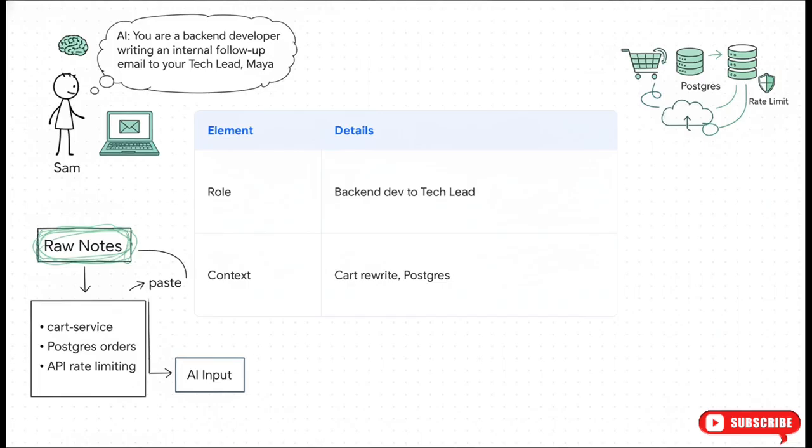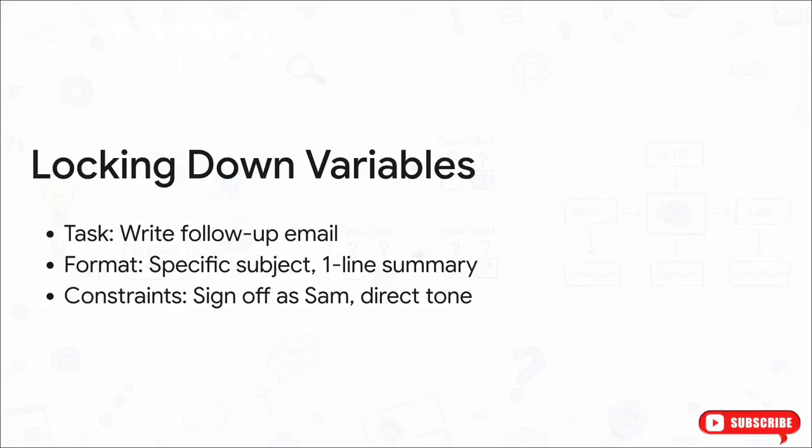You absolutely do not need to write a beautiful, polished essay for the AI to understand you. Just feed it the raw data. Pasting in fragmented notes works perfectly, as long as the framework around it is strict. Next, by locking down the task, format, and constraints, we force total relevance. The task itself is pretty straightforward, right? Write the email. But check out the formatting limits we place on it.